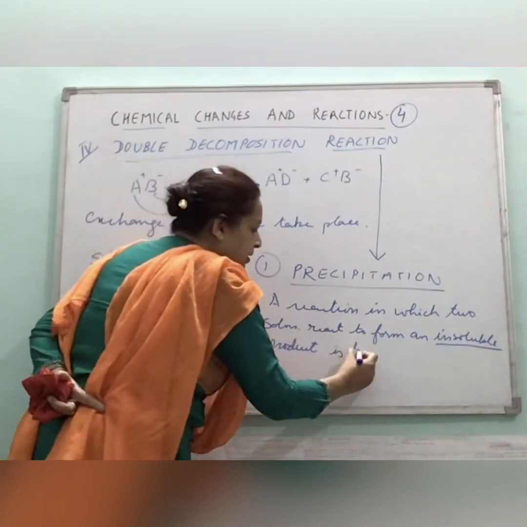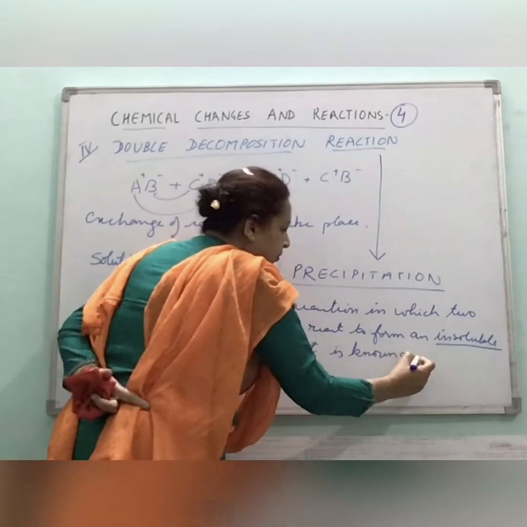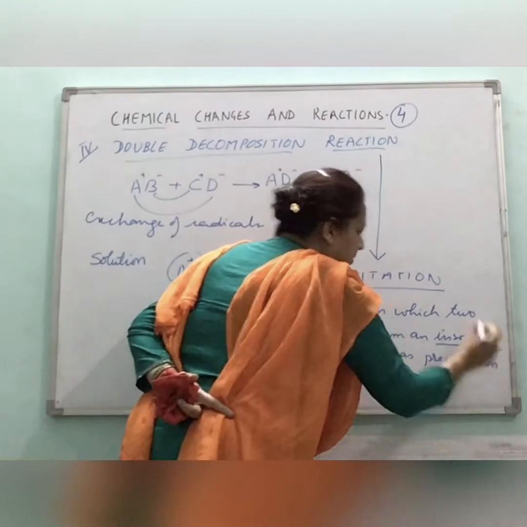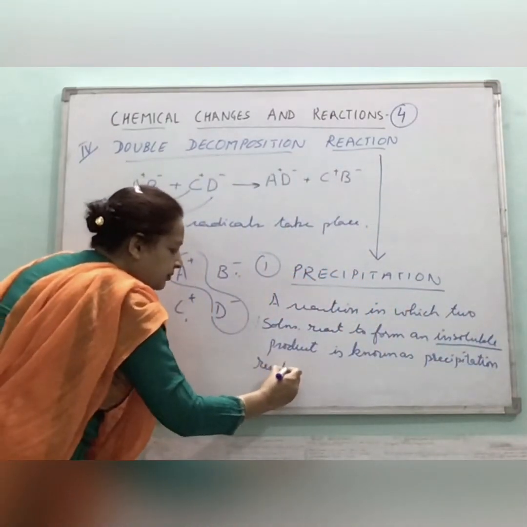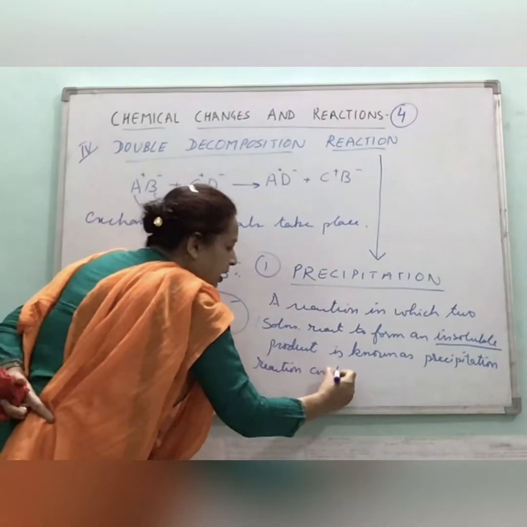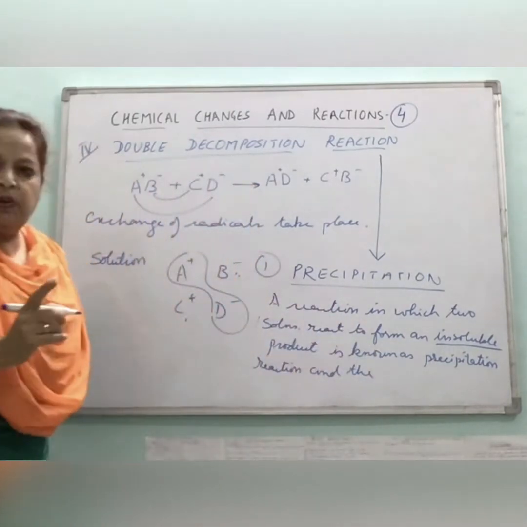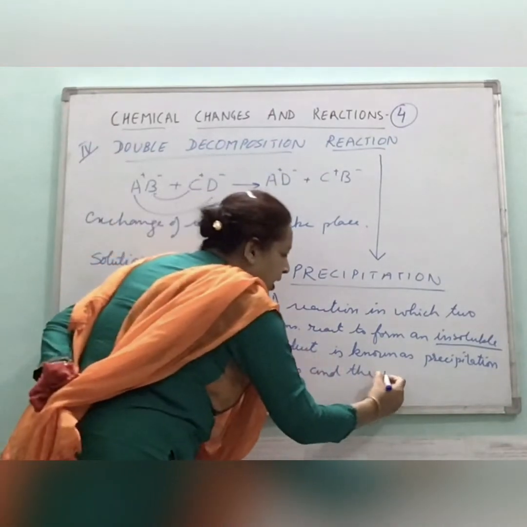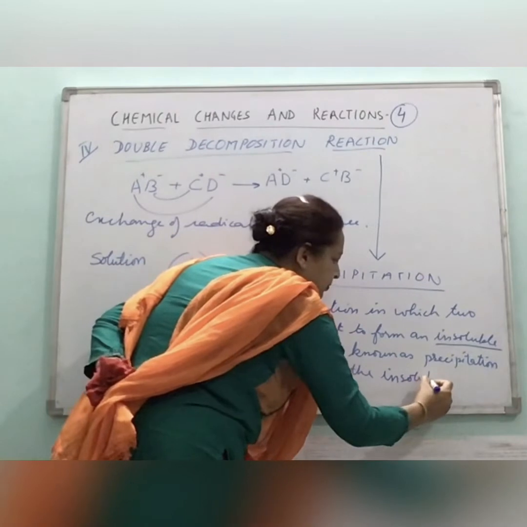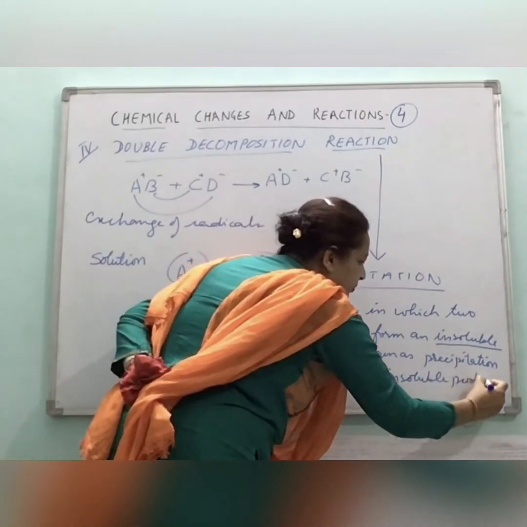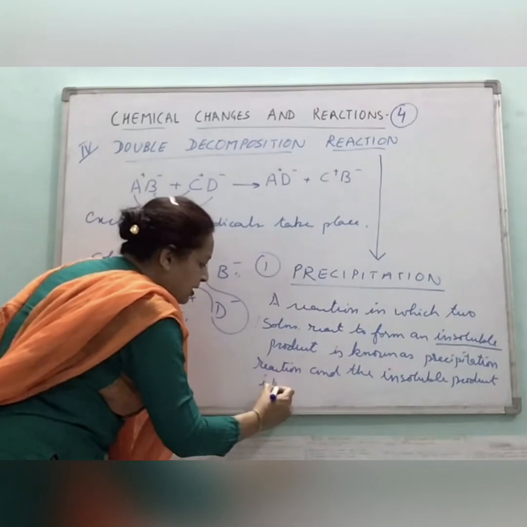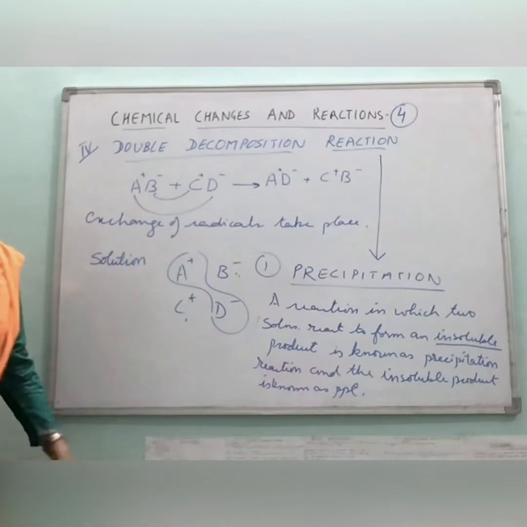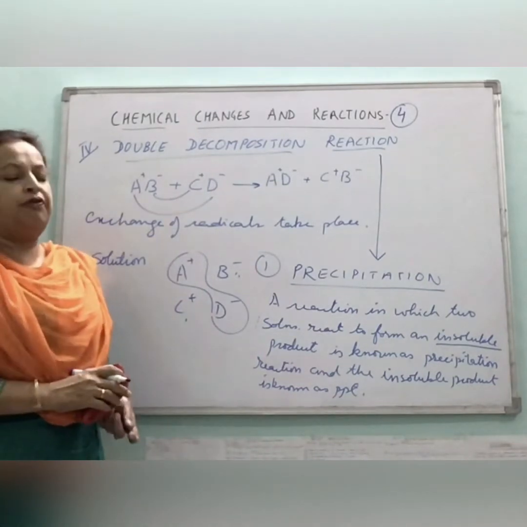An insoluble product is known as a precipitation reaction, and the insoluble product is known as precipitate. Short form of precipitate is PPT. PPT is an accepted short form, you can always write it.